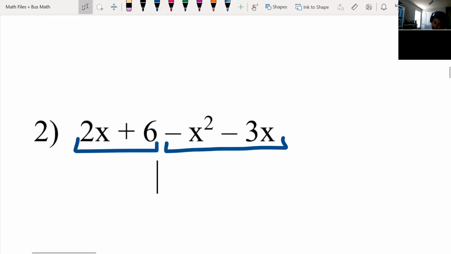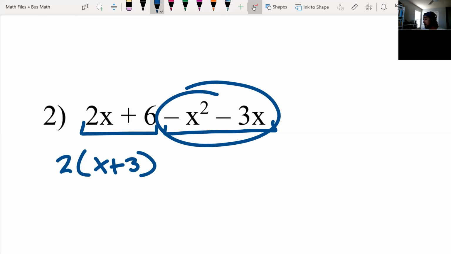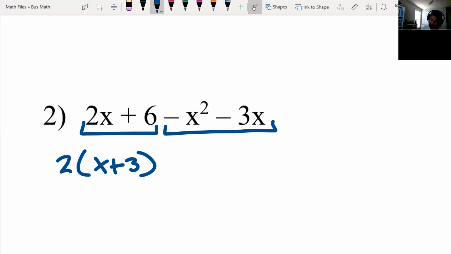2. So if I take a 2 out, just from this term, what does that leave me with inside? X plus 3. Good. And now, look at negative x squared minus 3x. What's our greatest common factor there? X. But we're going to have to make it negative. Both negative. Because if we take out a negative, this means everything inside is going to be positive.